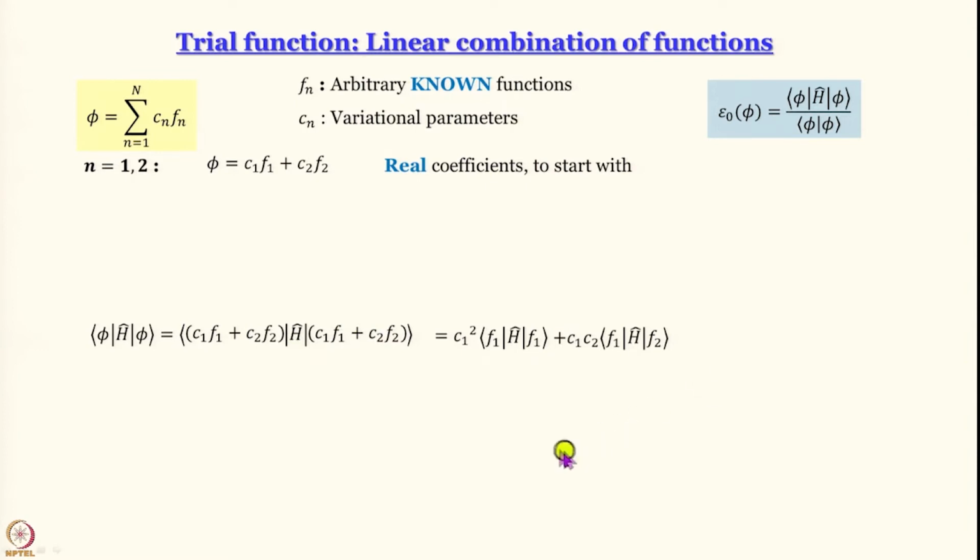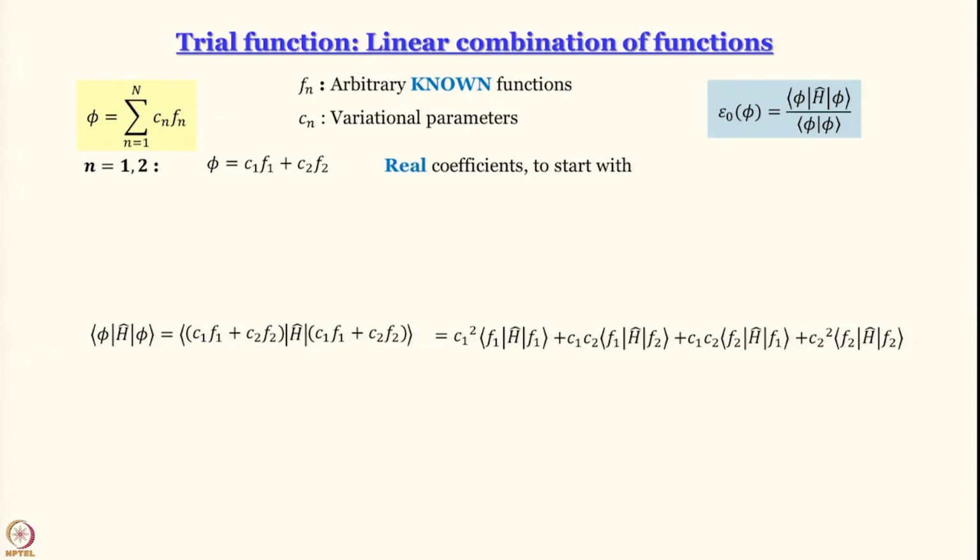Next I take the product of C2 F2 and H C1 F1, then I get again C1 C2. It does not matter whether I write C1 C2 or C2 C1. So, I will follow the same convention, multiplied by integral F2 star H operating on F1. Is there anything else? Yes, there is something else. C2 F2 multiplied by H C2 F2. So, I bring that C2 out and we get C2 square multiplied by integral F2 H F2.